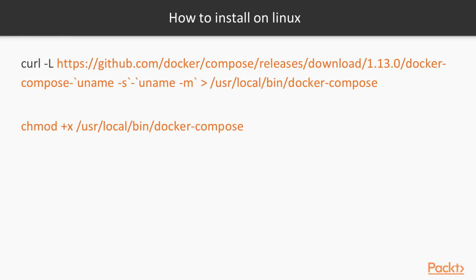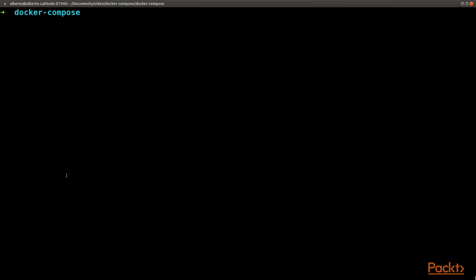But if you are running Docker for Mac or Docker for Windows, you don't need this step. But if you are running Docker on Linux, you need to download and install Docker Compose using these two commands. We are going to do this now. So let's go to the command line.